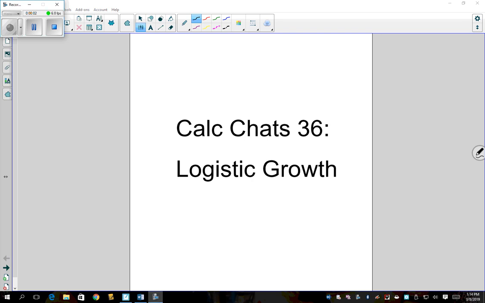Welcome to Calc 36. Today we're going to be talking about logistic growth and using that differential equation to help us model populations.